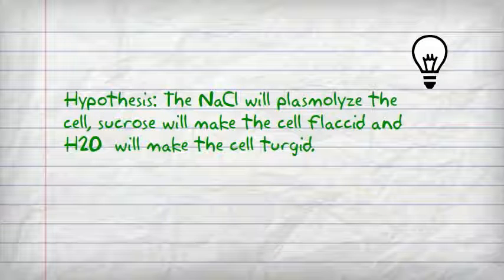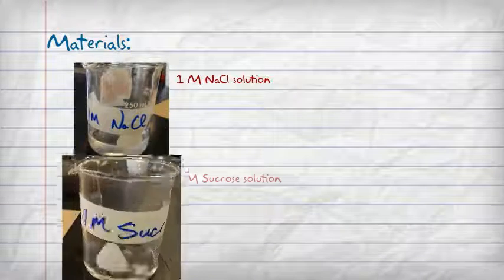Hypothesis: the sodium chloride will plasmolyze the cell. Sucrose will make the cell flaccid, and water will make the cell turgid. Materials that were used.